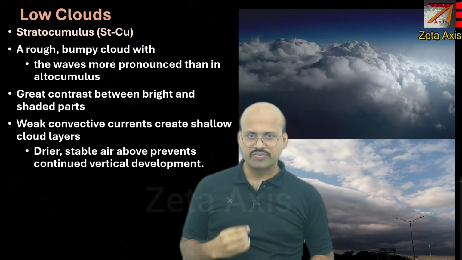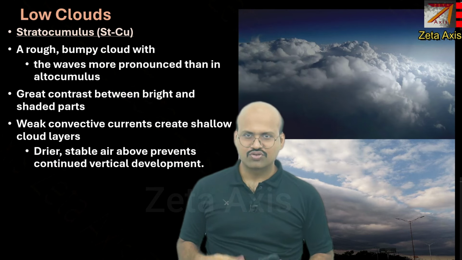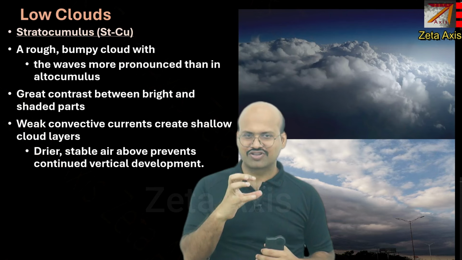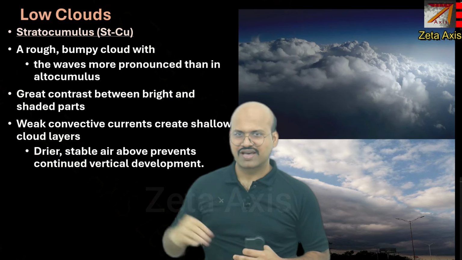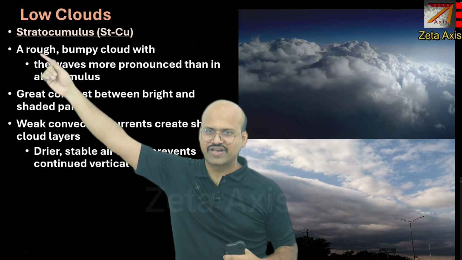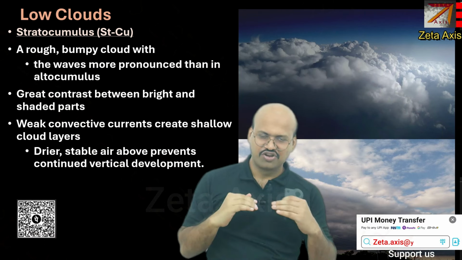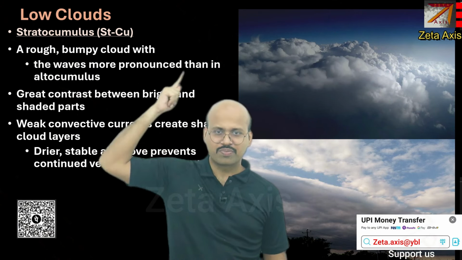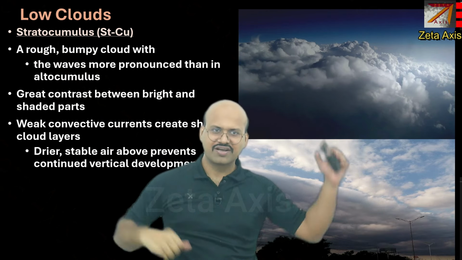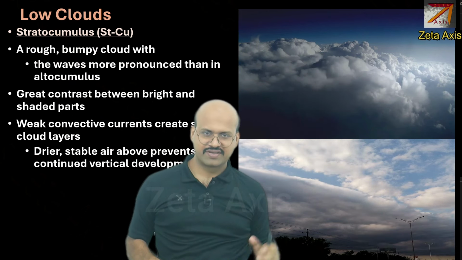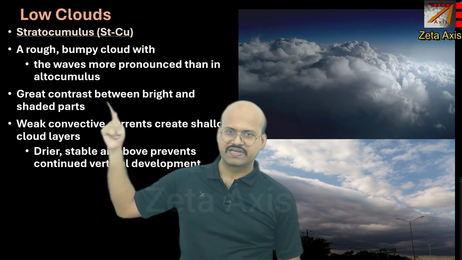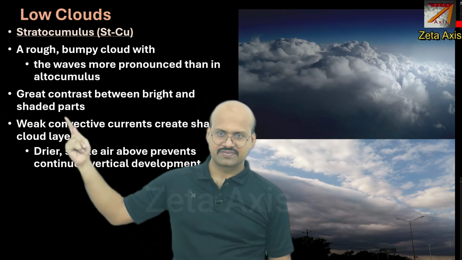Next is Stratocumulus. Now we are coming to the lower clouds. And here again we have seen that the woolly or bumpy clouds are cumulus clouds, and here we have Stratocumulus. So this is in the lower atmosphere. They are rough, bumpy clouds with the waves more pronounced than in Altocumulus. So here the bumpiness is more pronounced. There is great contrast between bright and shaded parts.